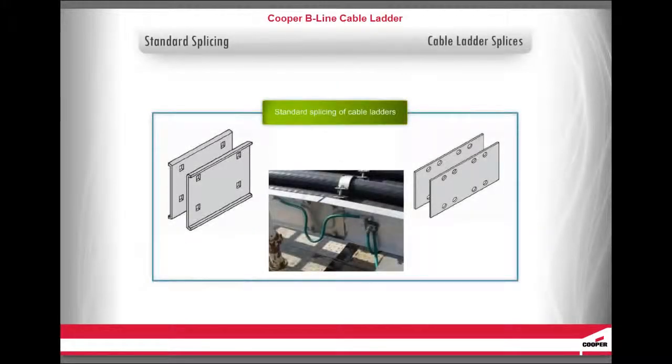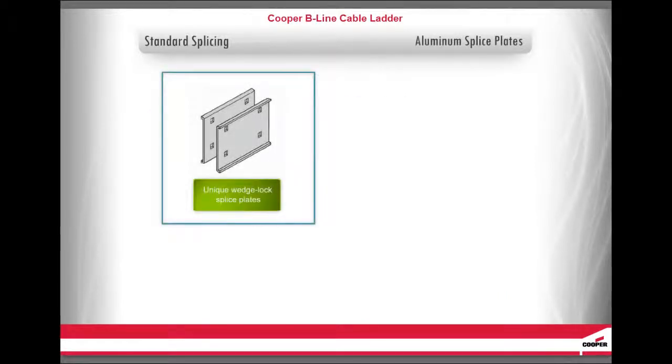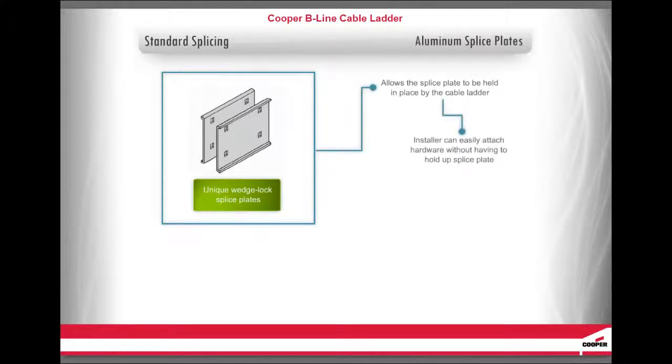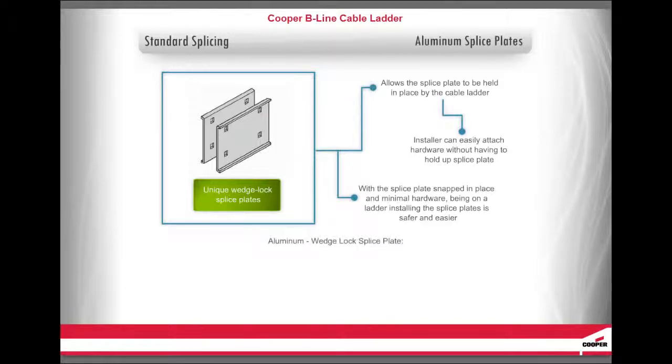This section will cover standard splicing of cable ladders. Cooper B-line offers unique wedge lock splice plates. This allows the splice plate to be held in place by the cable ladder, so the installer can easily attach the hardware without having to hold up the splice plate. With the splice plate snapped in place and minimal hardware, being on a ladder installing the splice plates is safer and easier. Aluminum wedge lock splice plate is structurally integral.